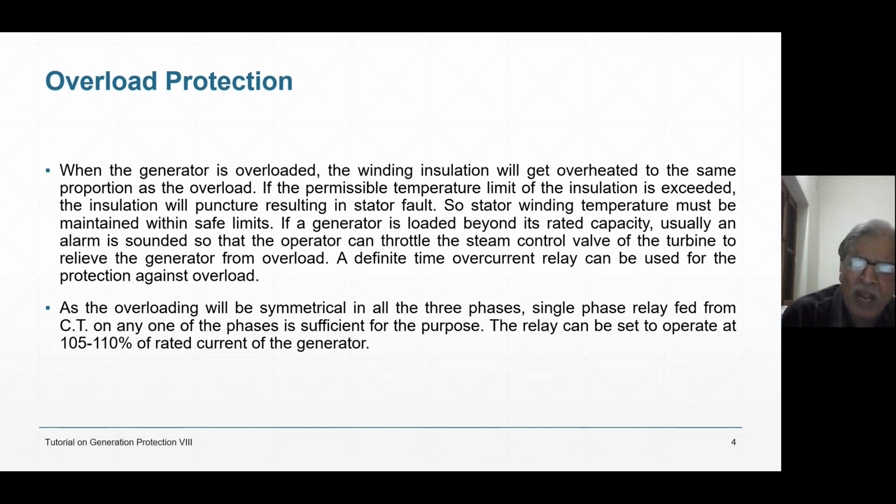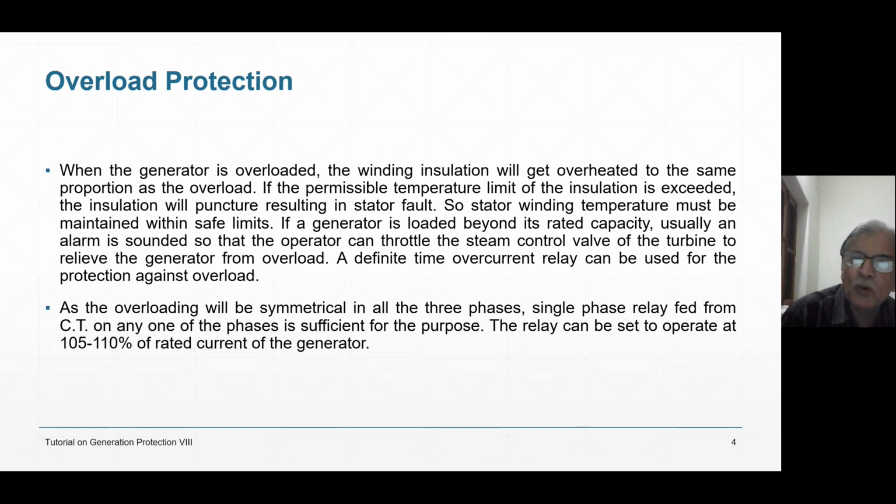So once again, it's a function of time. You see, at 1.4 times the current, probably the machine can take it for up to minutes. That curve the generator manufacturer will give. And if the generator crosses the load beyond 105 to 110% of the rated current, then you take steps. And taking steps is very easy. You just throttle the steam to the turbine, so that the turbine will issue less mechanical power to the generator, and the generator will deliver less electrical power to the bus. That means you are controlling your power. It's a very easy action.